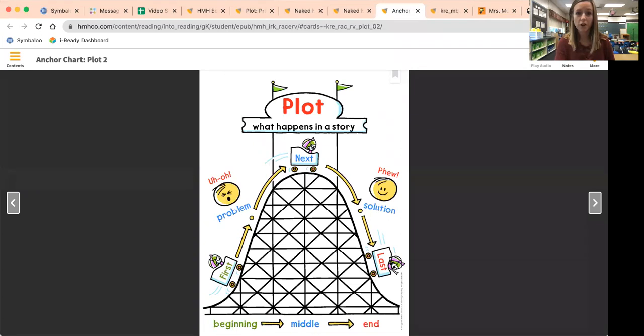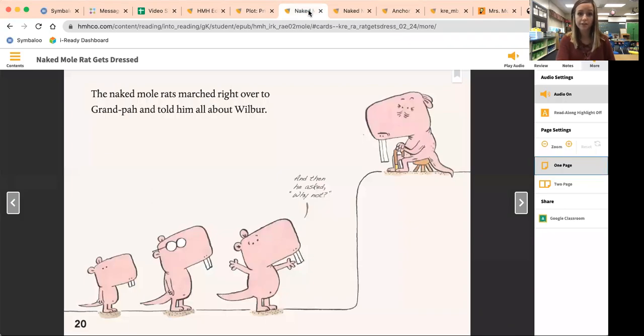All right. Now that you're done drawing the problem, we need to talk about the solution in the story. That means we need to find out, how did he solve the problem? How did he fix it? Let's look at some other pages in our story to find out.